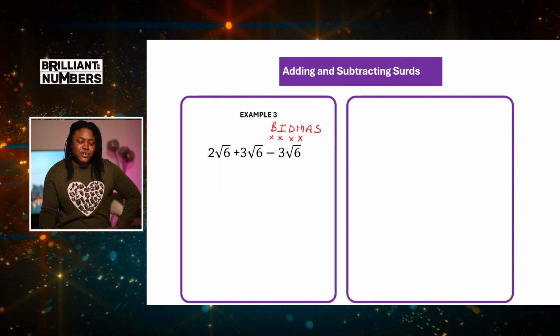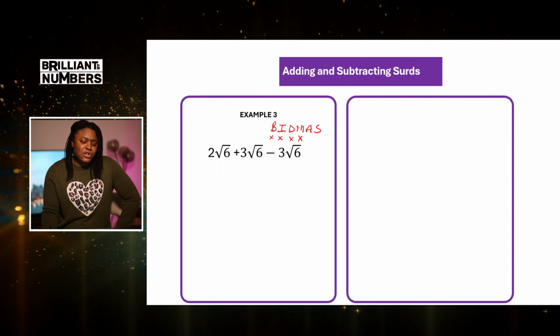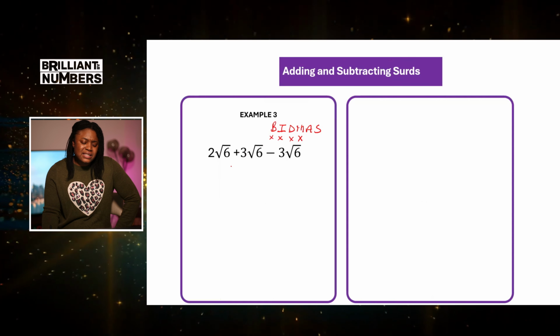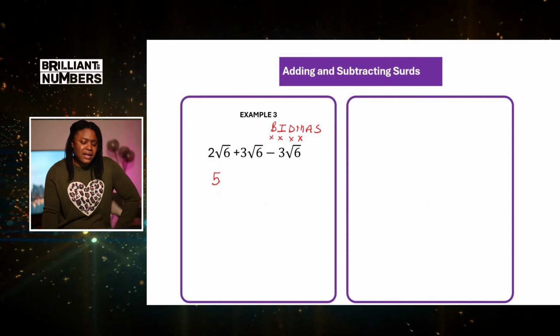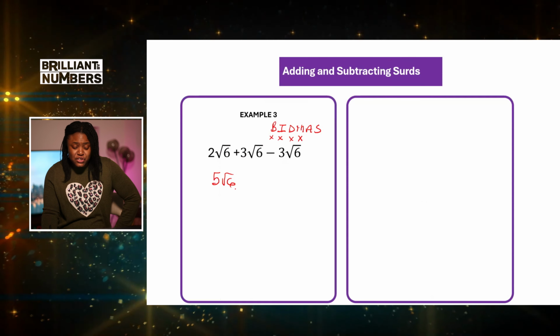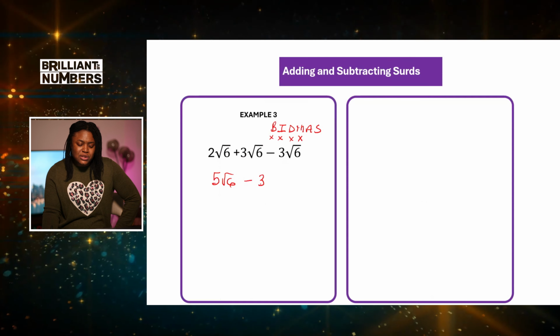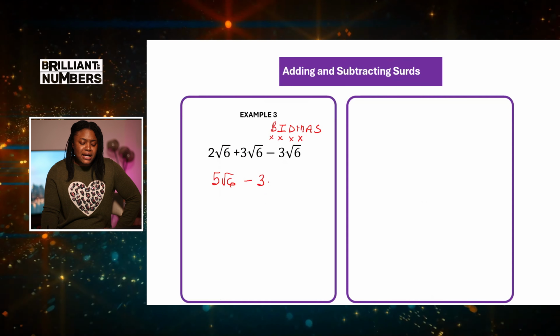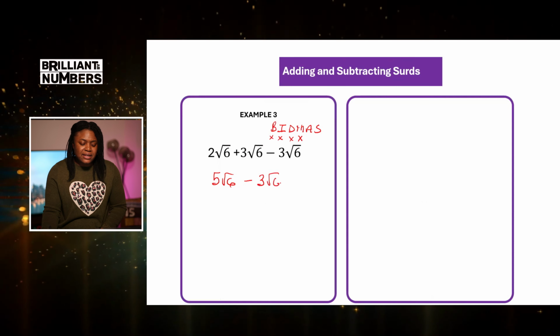So that means I can go ahead. I just need to do 2 add 3 for the first section here. I get 5 root 6. And then I'm going to put back the part I haven't used yet. So now it's going to be 5 root 6 minus 3 root 6.